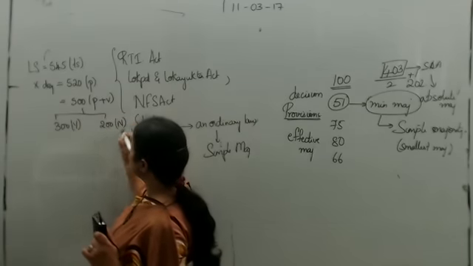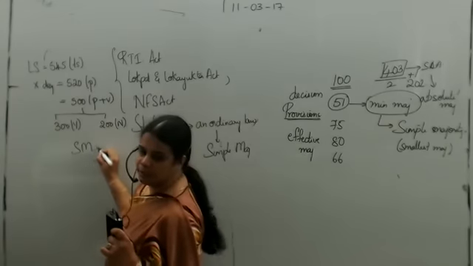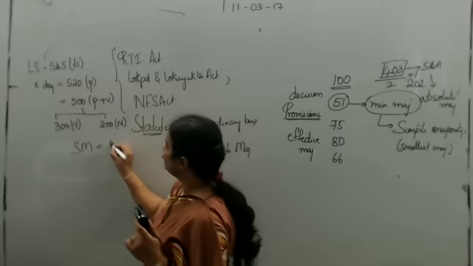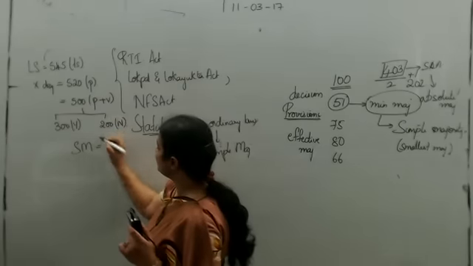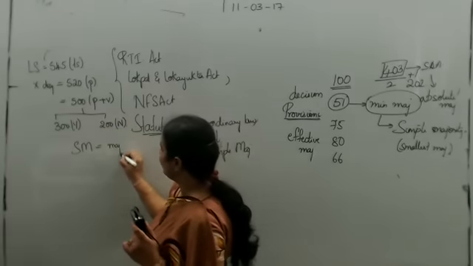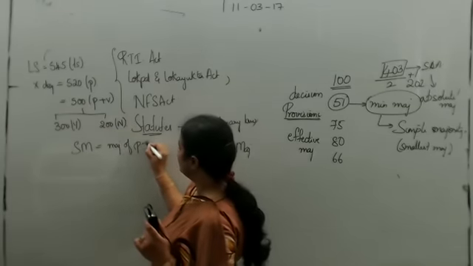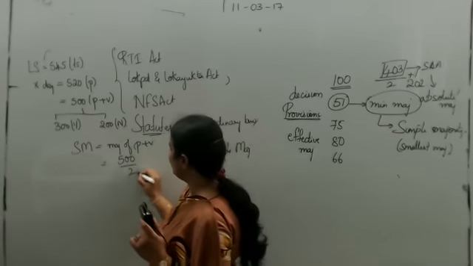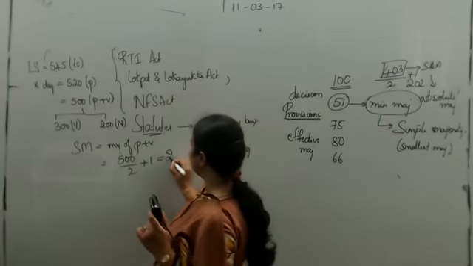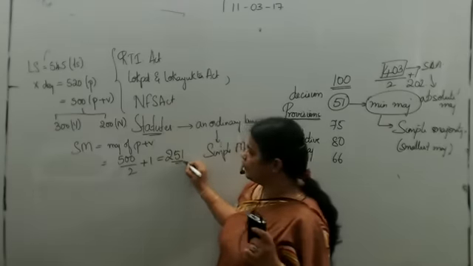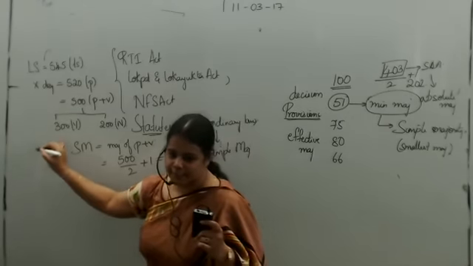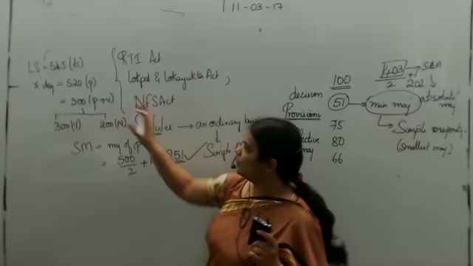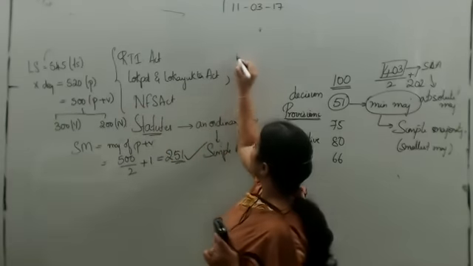The proposal needs to be approved by a simple majority. Then how do I calculate simple majority? I will take present and voting, which is 500. Simple majority is nothing but a majority of present and voting, which is 500 divided by 2 plus 1. How much should be the simple majority? 251. How many people have said yes? 300. So is my proposal approved? It is approved.